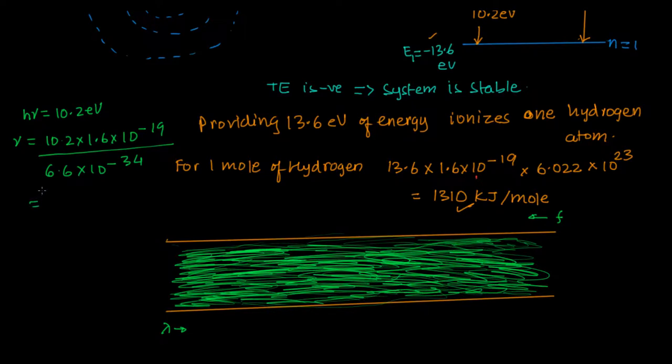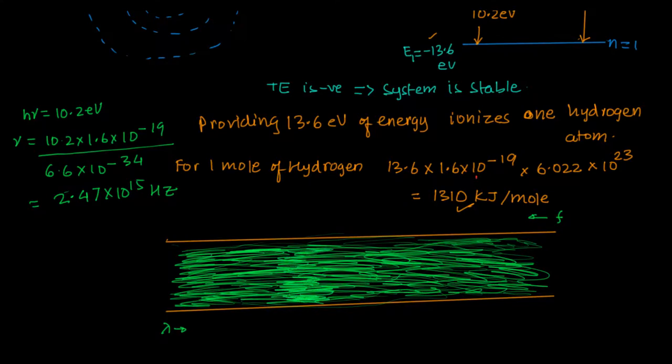Okay, so let's say you are shining light of so much energy. It means you are actually shining a light with frequency equal to so much. So let me calculate it. This is equal to a frequency of 2.47 into 10 to the power 15 hertz.